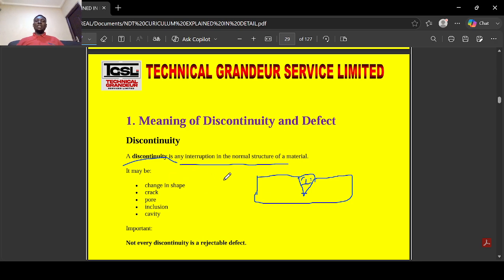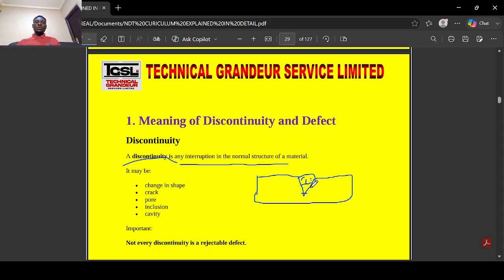It may be a change in shape, like a crack, pore, inclusion, or cavity. All these are discontinuities. So it's very important we know what is going on. Any interruption in a welded structure is known as a discontinuity, so it's very paramount we take note of this.